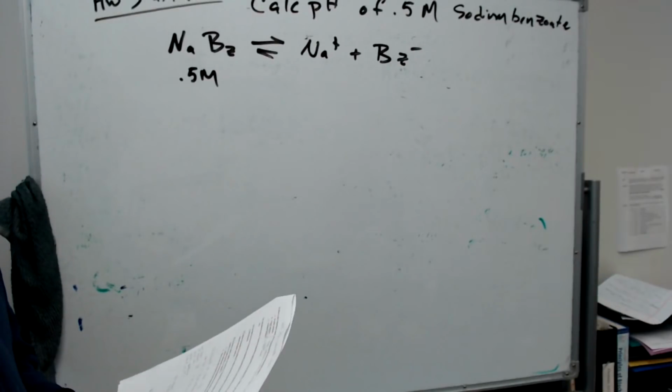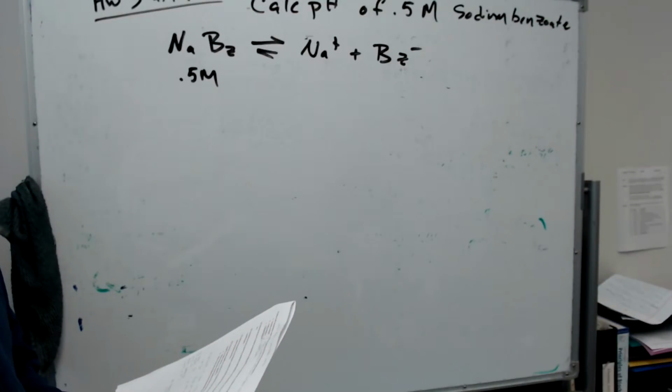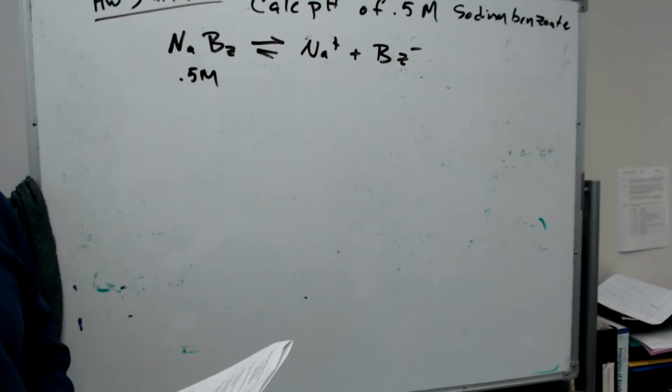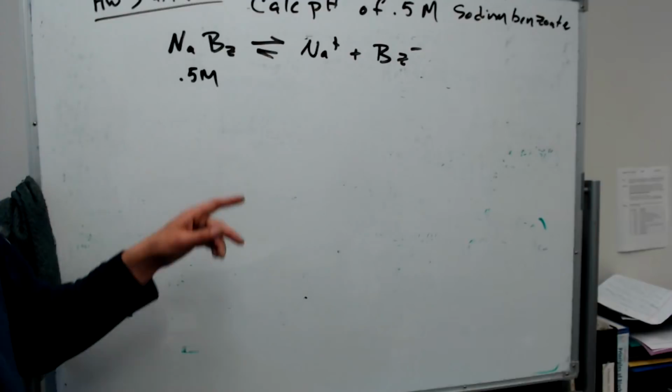Let's see. Sodium benzoate is used to calculate the pH of the sodium benzoate solution. That's the chemical formula for sodium benzoate. Okay, so we could just go to this though?